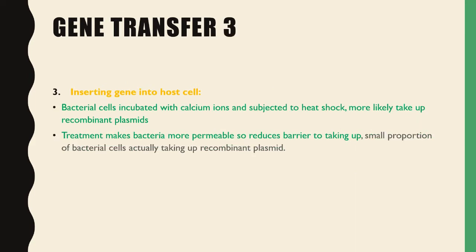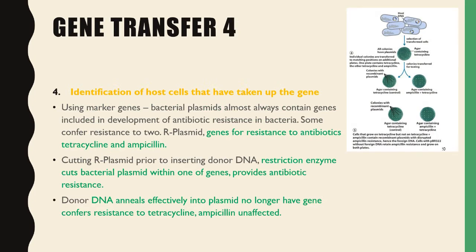In terms of inserting the gene into the host cell, you get the bacterial cell and incubate it with calcium ions and subject it to heat shock, and therefore the cell is more likely to take up the recombinant plasmid. The treatment will make the bacteria more permeable, and therefore it reduces the barrier to taking up the plasmid, and a small proportion of bacterial cells will actually take up the recombinant plasmid.